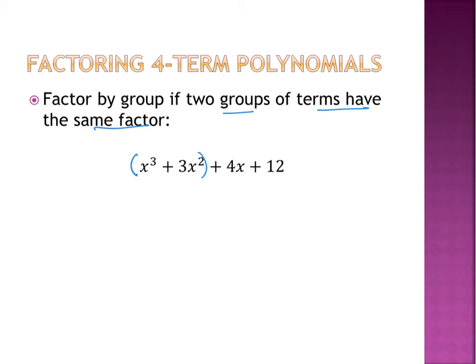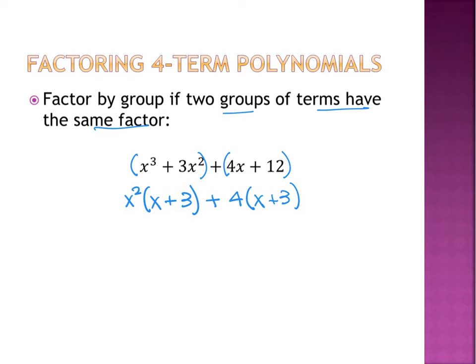So if I put these first two terms together and these last two terms together, I'm going to factor out a common factor. Between x cubed and 3x squared, I can factor out an x squared, and that's going to leave me with an x plus 3. I'm going to bring down my sign in between the two groups, and then I have my next group, which is 4x plus 12. Out of the 4x plus 12, I can factor a 4, and this is going to leave me with an x plus 3. Because both of these groups have a common factor, that x plus 3, I can now proceed on with the grouping method.